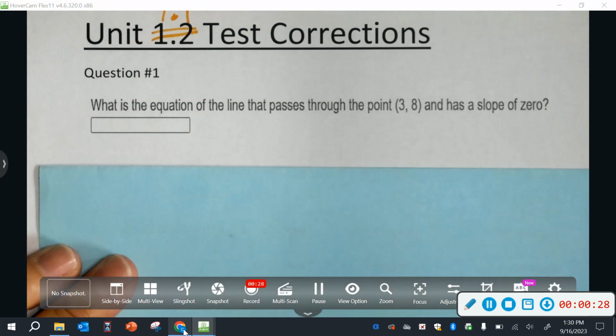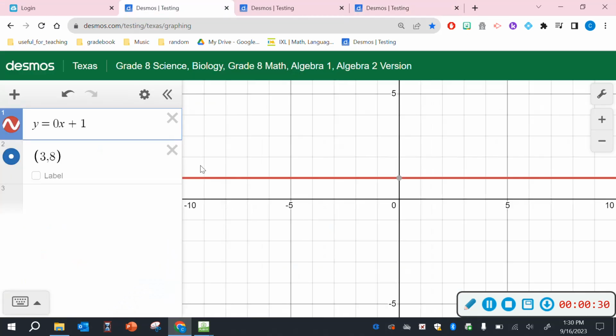So let's look at this. In my Desmos here, notice if I have a slope of 0, if I put 0x plus 1, look at what is formed. Okay? So it just creates a horizontal line, a straight line that goes from left to right.